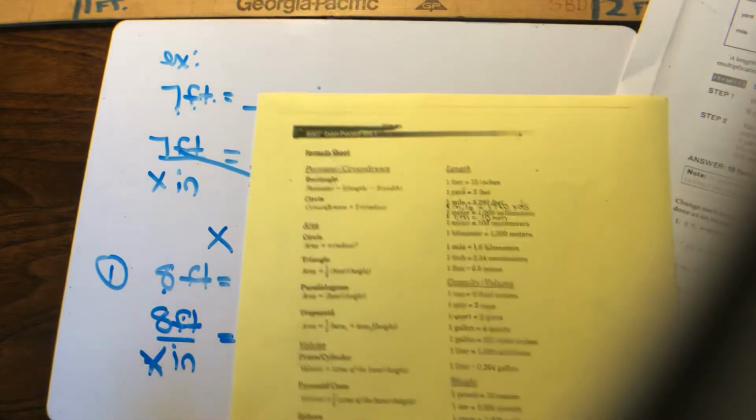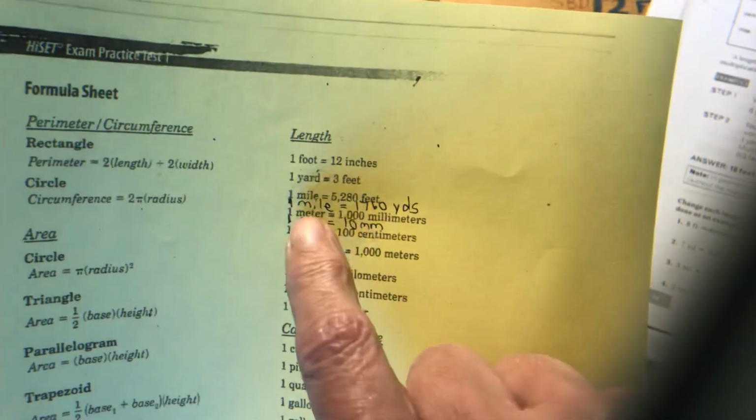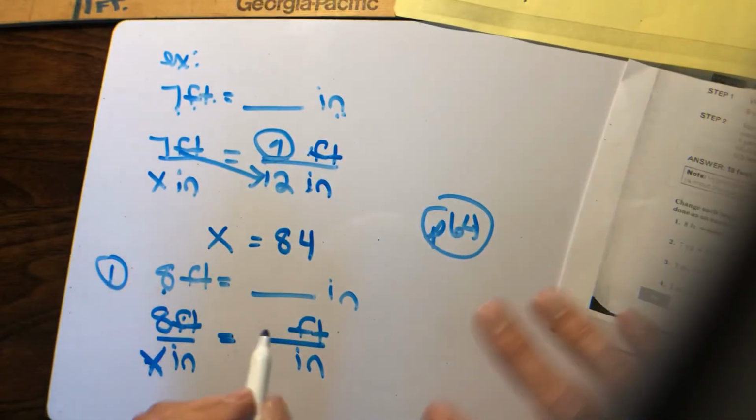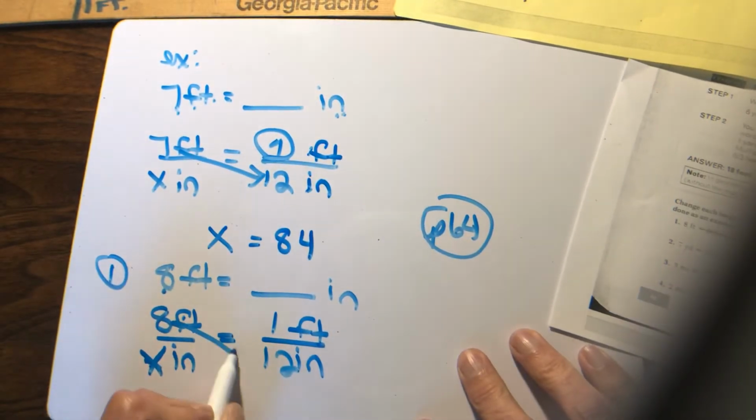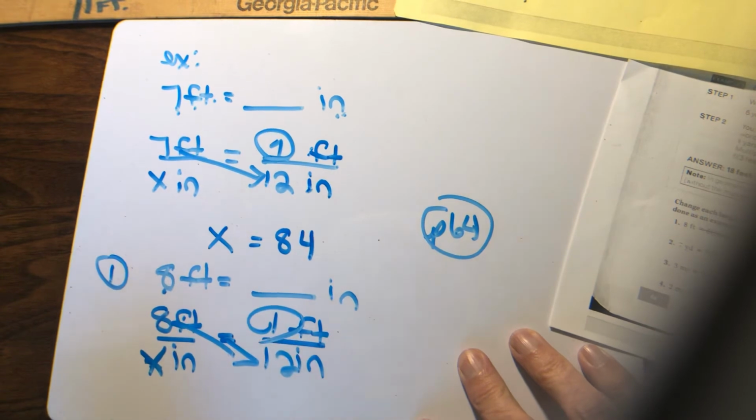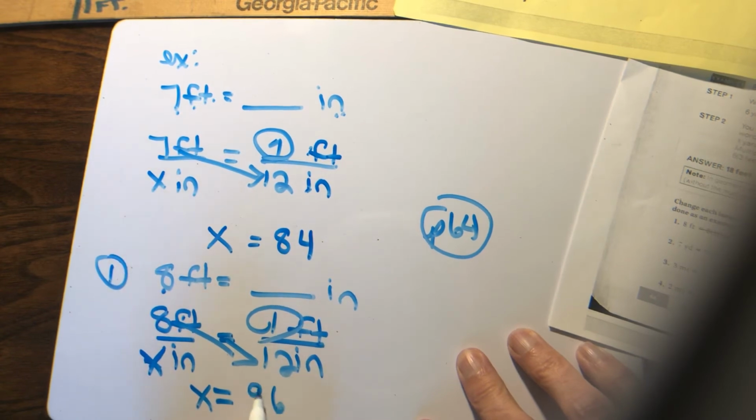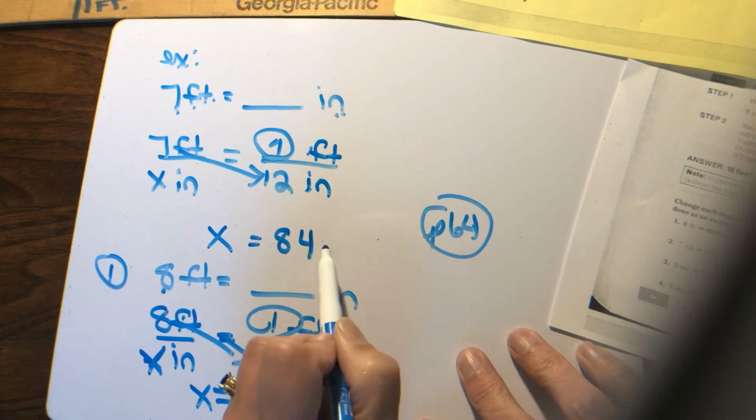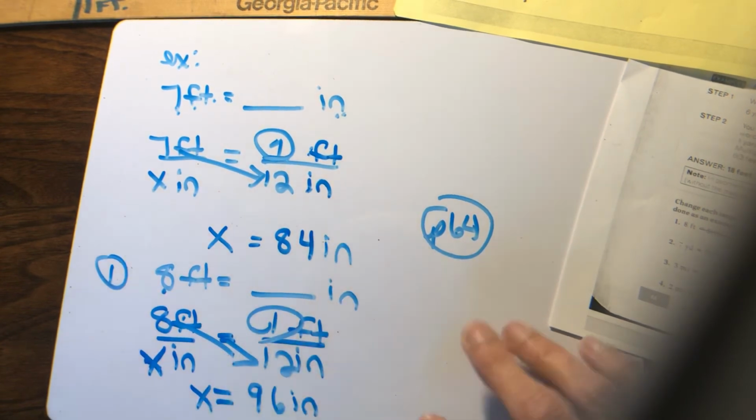Go find feet to inches. If you were, let's just say you were doing miles to feet, well, then you would go find miles to feet, but we're still doing feet to inches, and that's 1 to 12. And you can do your math. Get your handy dandy calculator out. x equals 8 times 12 is 96. Divided by 1 is still 96, so you have 96. Oops, we got to have our units here, all right, so that we can make sure we're doing it right.